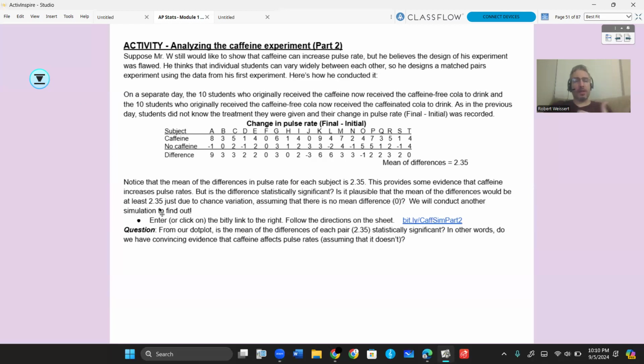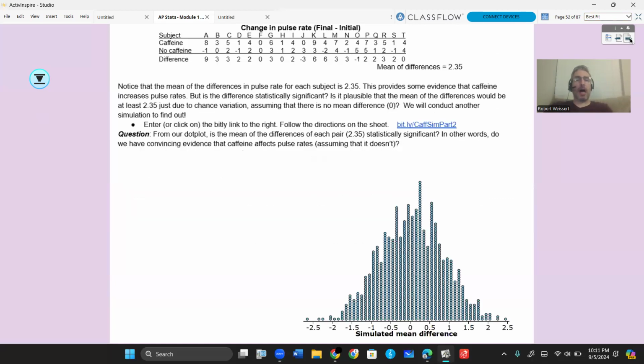So we can simulate this, and if you go to this bit.ly CAFSIM part 2, you can follow the spreadsheet. It's very similar to the last one, but there's a little bit more steps. I'm not going to do that here. So you can do that on your own, but what you're going to want to do here is think about making a simulation with your class if you're a teacher, or if you're in the classes, maybe compile this data with your students.